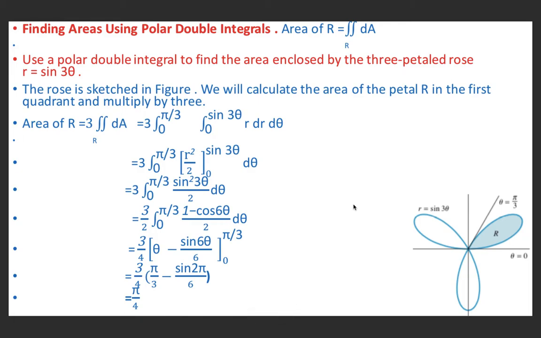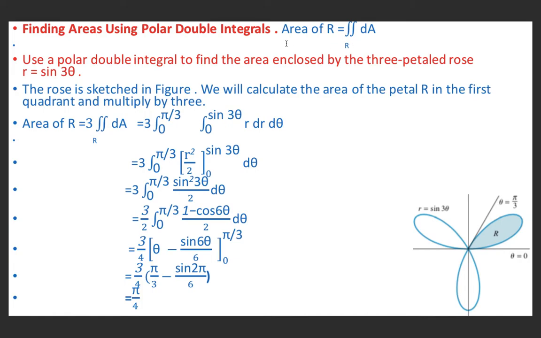Now we will find the area using double integrals. We also discussed area in Cartesian coordinates. It is nothing but the double integration in the given region.